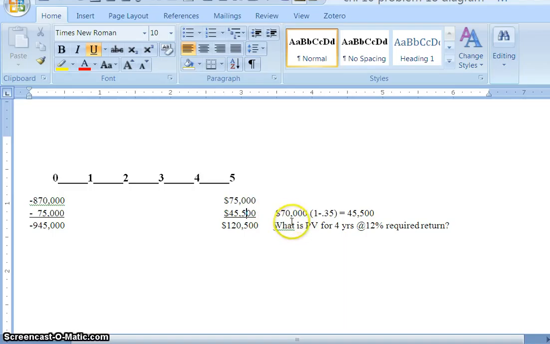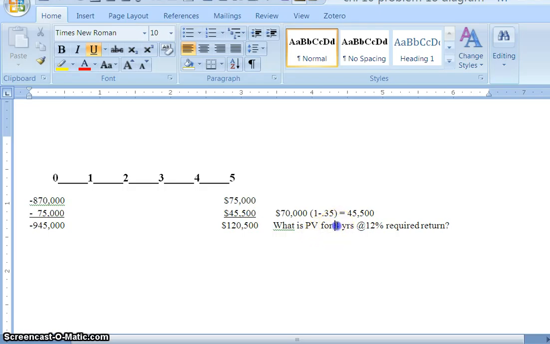Now the problem also says that we're going to sell that equipment for $70,000 at the end of its useful life. We had depreciated it down to zero, so that $70,000 is going to be subject to tax. So if we take 70,000 times 1 minus the tax rate, we get 45,500 as after-tax salvage value. So if we add the 75,000 and the 45,500, we've got 120,500 that we're going to receive after taxes in year 5.